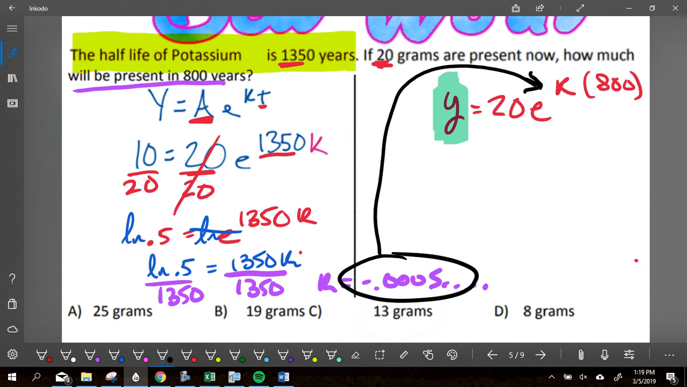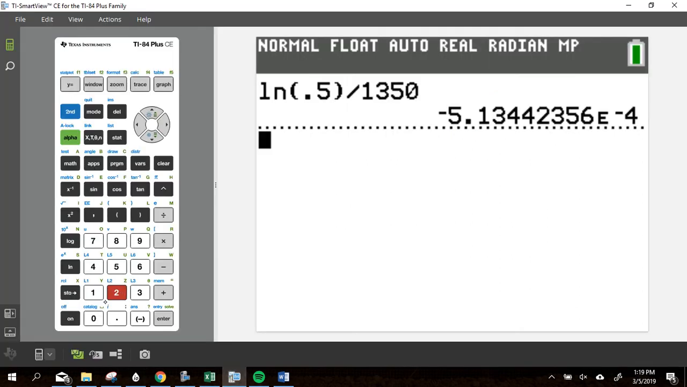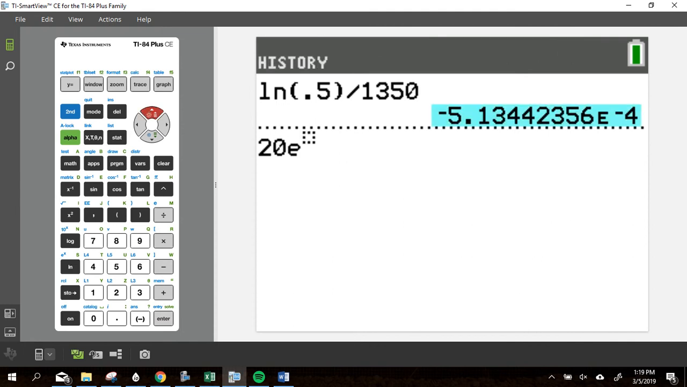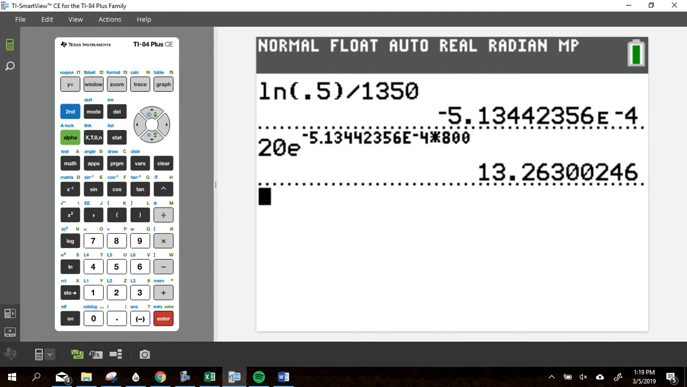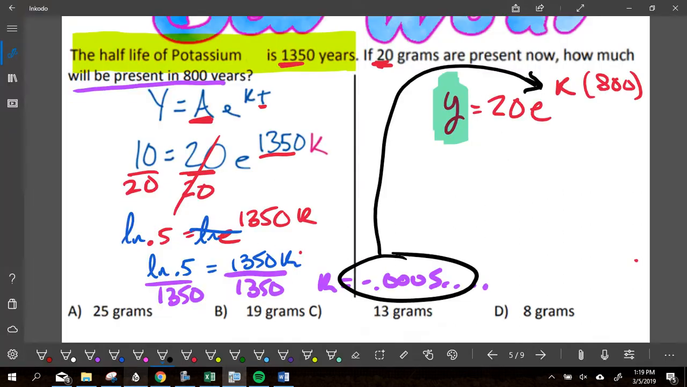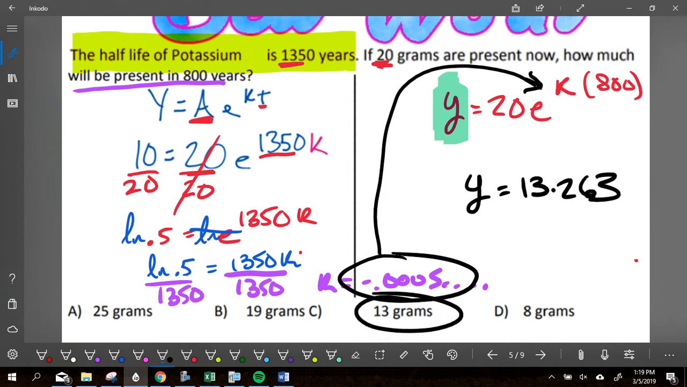And so in my calculator, I'm going to do 20 e to the k times t. So my k, I'm just going to hit the upward arrow and select that thing right there and hit enter. There's that k value. I didn't round it at all. It's exactly what it said. Times 800. I type it in, hit enter. 13.263 is my final answer. So how many grams are left? 13.263, or in other words, 13 grams.